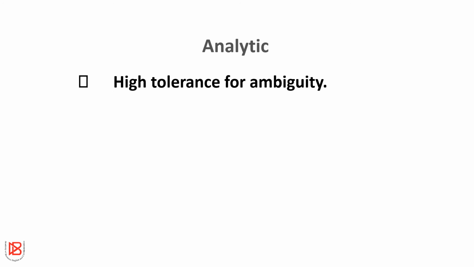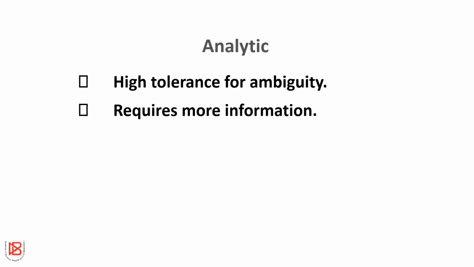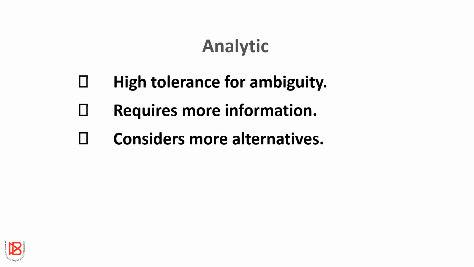So high tolerance for ambiguity, how do we go around it? What are the high tolerance traits that come around it? First, requires more information, definitely yes, absolutely. Considers more alternatives, definitely yes. So analytical is high tolerance for ambiguity. Even if there is no clarity, it requires more information and has to give more alternatives. Be careful, be adaptive, and that is what the analytical skills would be going around.